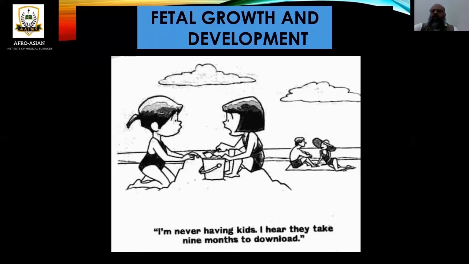The process is of 9 months, and in the new era, you can say that it takes about 9 months to download a baby.